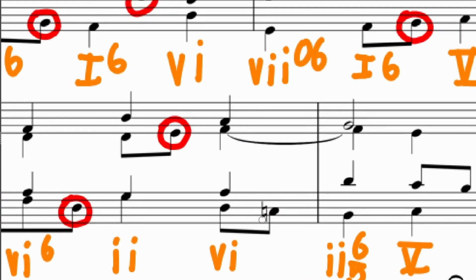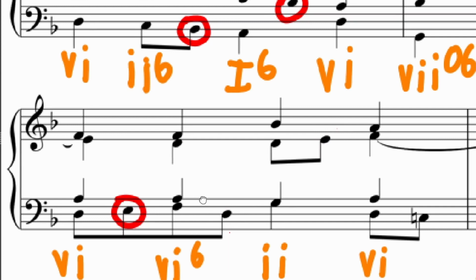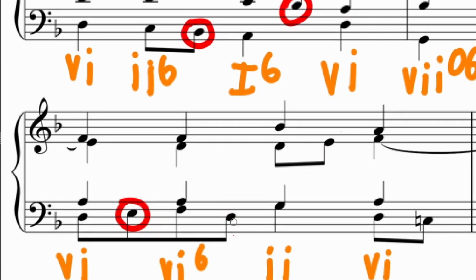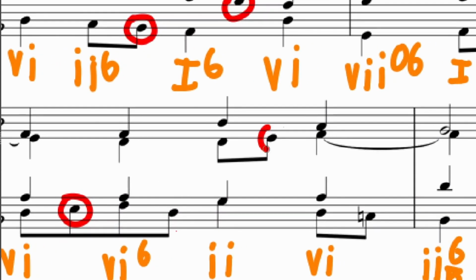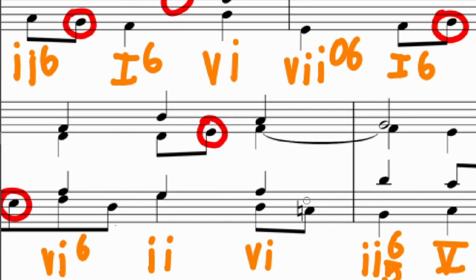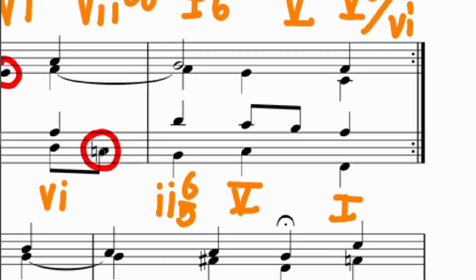So, basically, most places where you see this kind of a figure, I screwed up. This is not a passing tone. And then this one is. And this one is. So what we're starting to see is that most places that there are eighth notes, we have a passing tone. And here's one here.